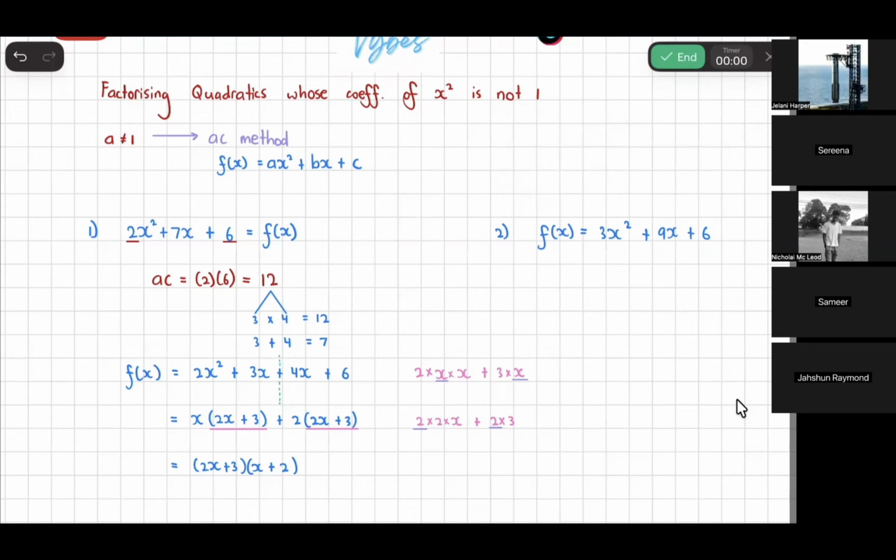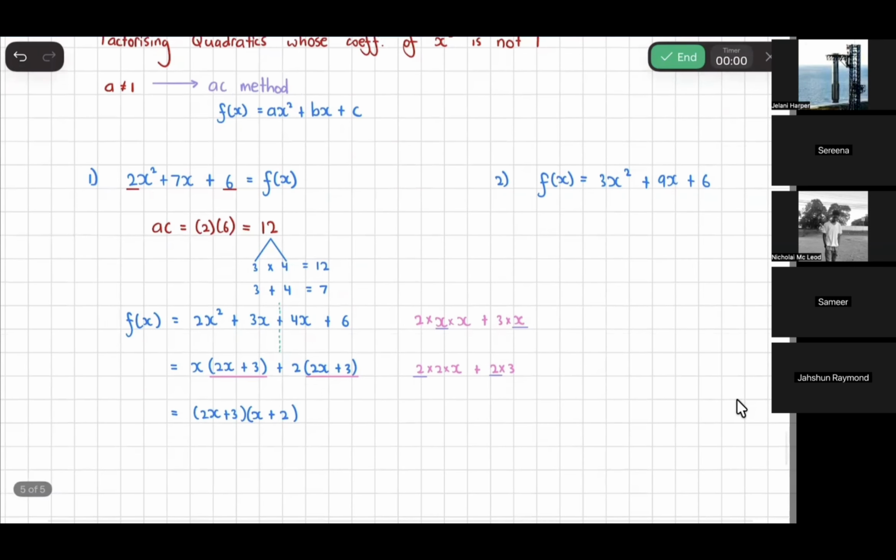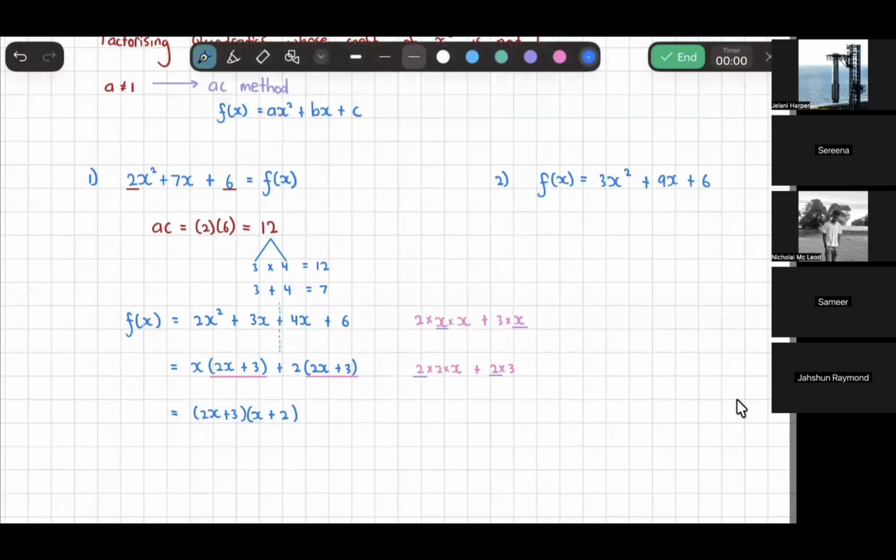Yes, sir. Okay. For the rest of you guys, I want you to go a step further and I want you to sketch the graph for this. So I want you to sketch the graph.